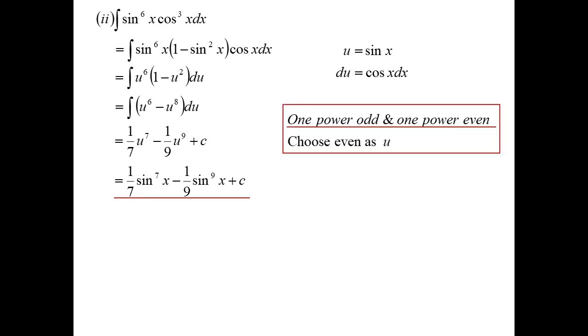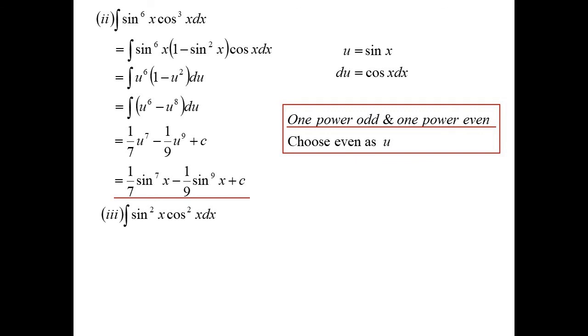So I always choose the odd one, because by pulling out the cos x, in this case, I'll always be left with cos squared to some power, which I can change to 1 minus sine squared. So when one is odd and one is even, the even will be the u, so that means I'm pulling out of the odd one. So the cos x I'm pulling out to create the du.